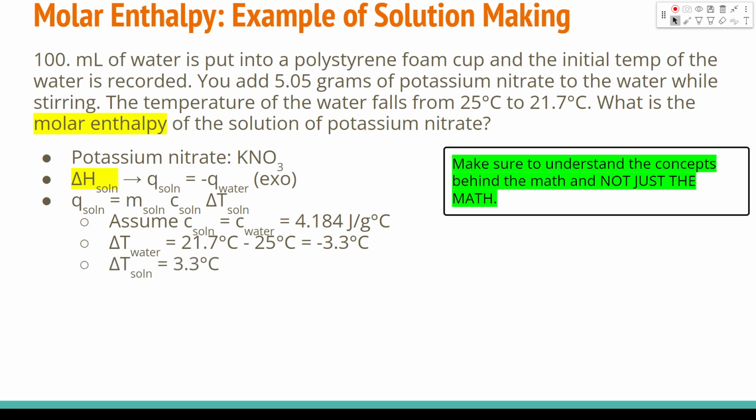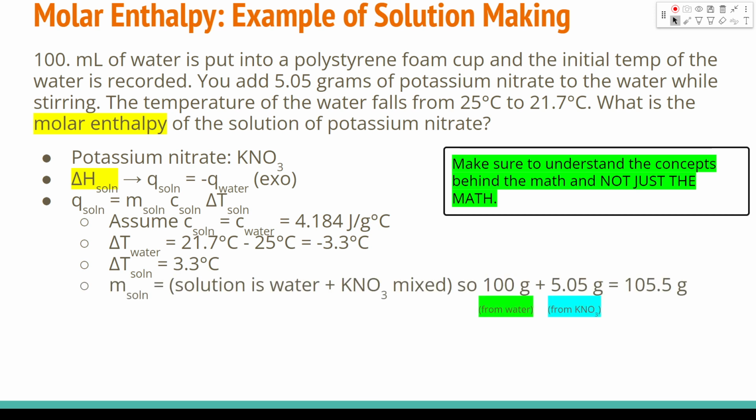And so my delta T of the solution is going to be the opposite, because we're talking about the dissolving of potassium nitrate. Remember, I can calculate my delta T of the water, but that doesn't mean I am getting the actual solution. The solution is the opposite, because if water is gaining heat, then the making of the solution is losing heat. Or if the water is losing heat, then the opposite is true for solution making. So when I'm dissolving KNO3, the solution gained 3.3 degrees Celsius. The water lost 3.3 degrees. So be mindful of that. Cool.